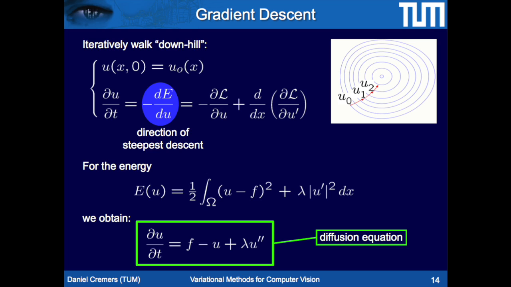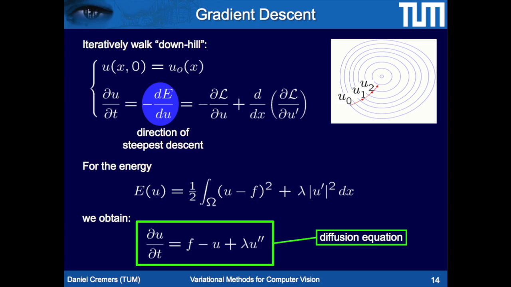Once we insert that in here, we get this equation. So this is the equation where we start from an initial image, typically the input image. Once we run the gradient descent, we get a denoised version of the image. This gradient descent is interesting. It's called a diffusion equation. In particular, the second part here is the diffusion term.